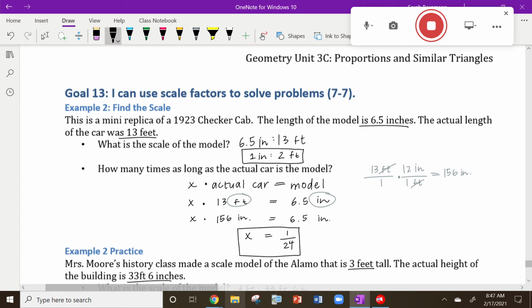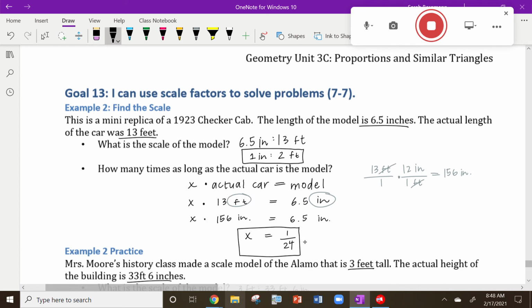How many times as long as the actual car is the model? You'll have to take the actual car and shrink it. So think about the scale. If you were dilating the image, if you were taking the actual car and multiplying by a fraction, it will become smaller to make the model. So you need to be multiplying by a number less than 1 to shrink down the size.